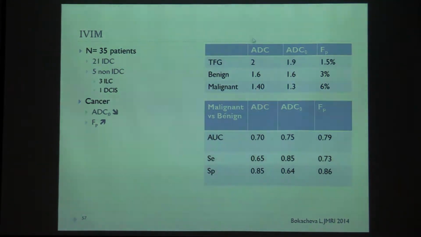So you can see here the result in terms of ADC without any correction of perfusion and kurtosis. And here the diffusion with the correction for the perfusion. As you can see, there is a slight overestimation of the ADC without correction. If you take into account perfusion, ADC 0 is lower, and you have also here the perfusion function. As you can see, the perfusion is higher in malignant tissues than in benign.